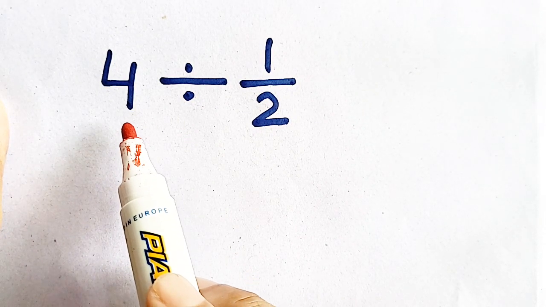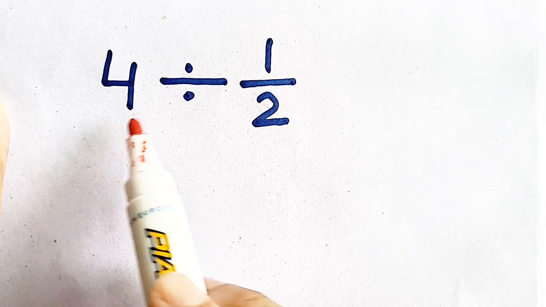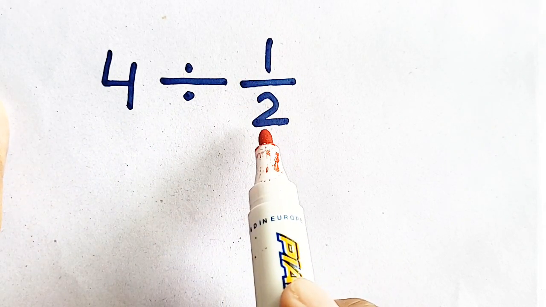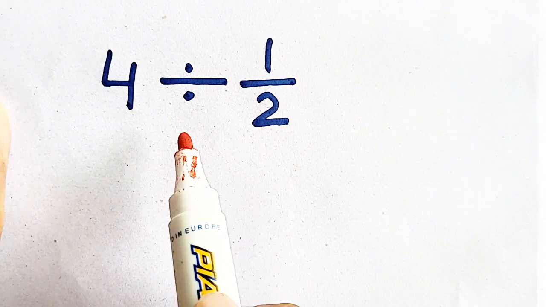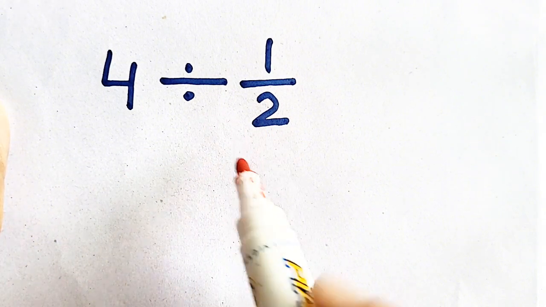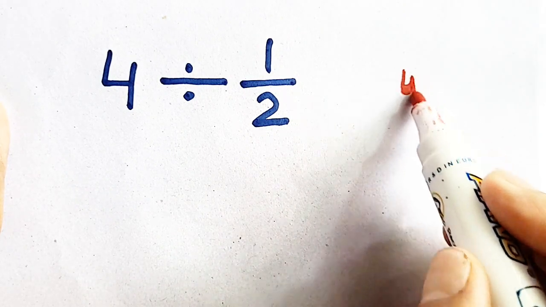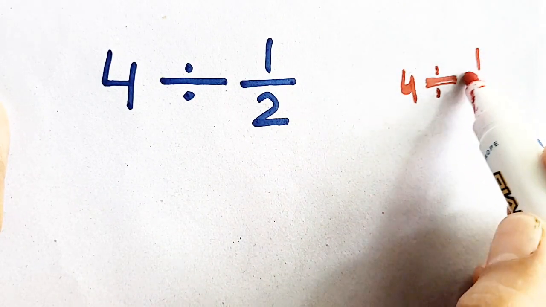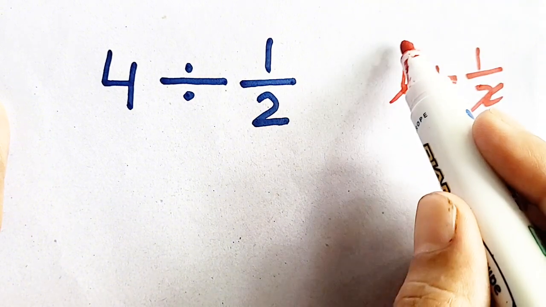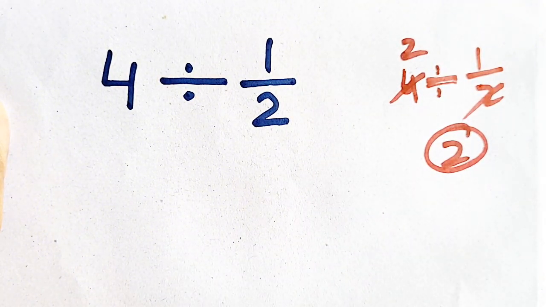I am here with a simple mathematical question: 4 divided by 1 by 2. It is looking simple, but some students will make a mistake. They do it in the way that 4 divided by 1 by 2, 2 and 4 are cancelled. So 2 will be their answer, but it is wrong.